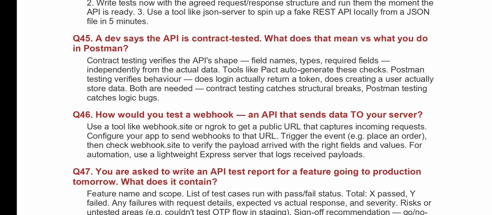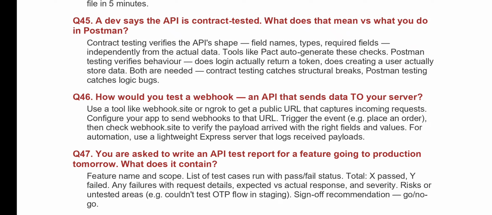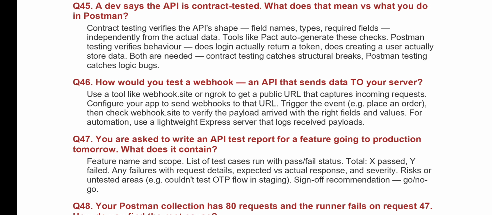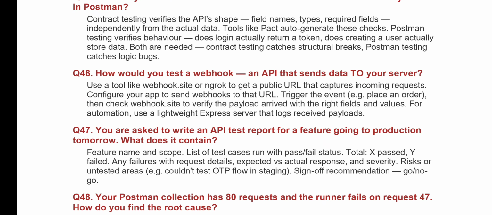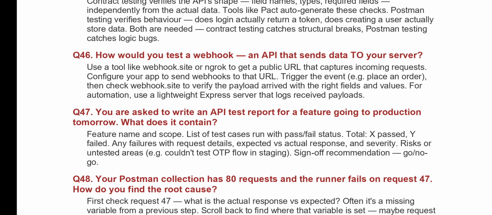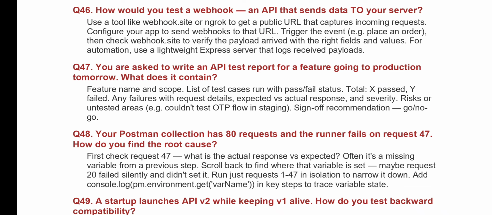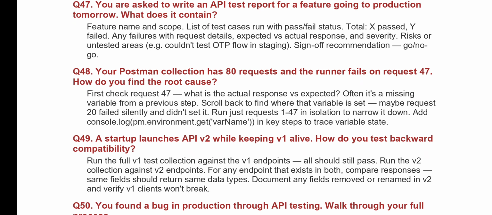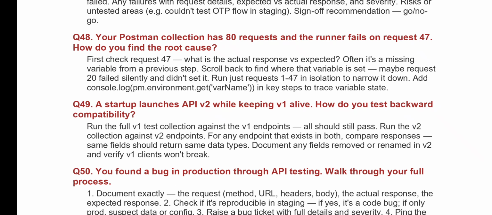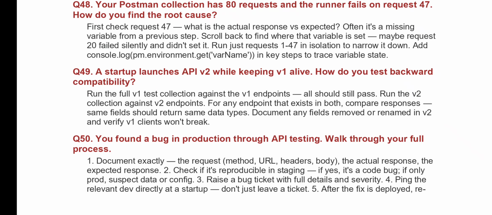What does that mean versus what you do in Postman? How would you test a webhook, an API that sends data to your server? You are asked to write an API test report for a feature going to production tomorrow. What does it contain? Your Postman collection has 80 requests and the runner fails on request 47. How do you find the root cause?